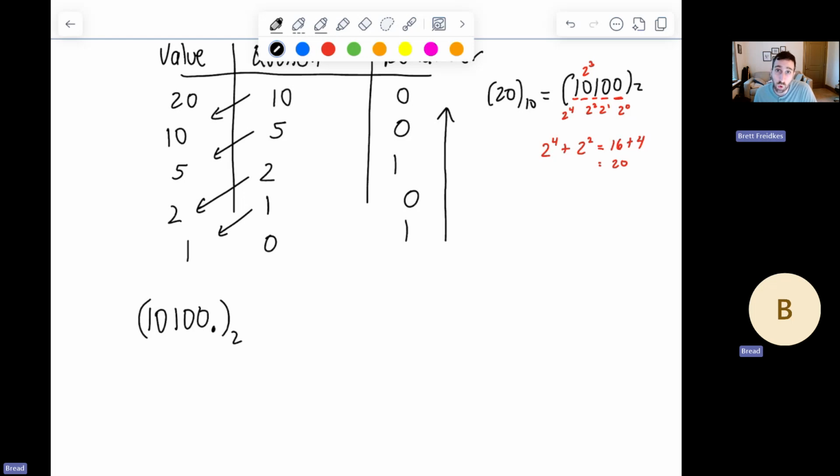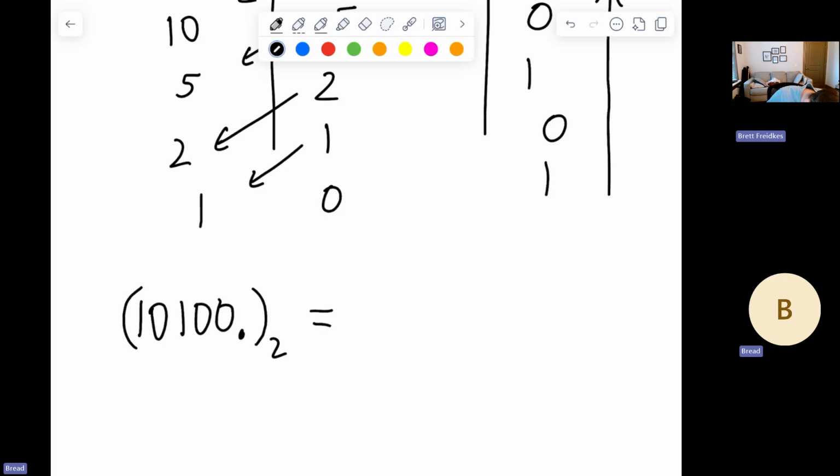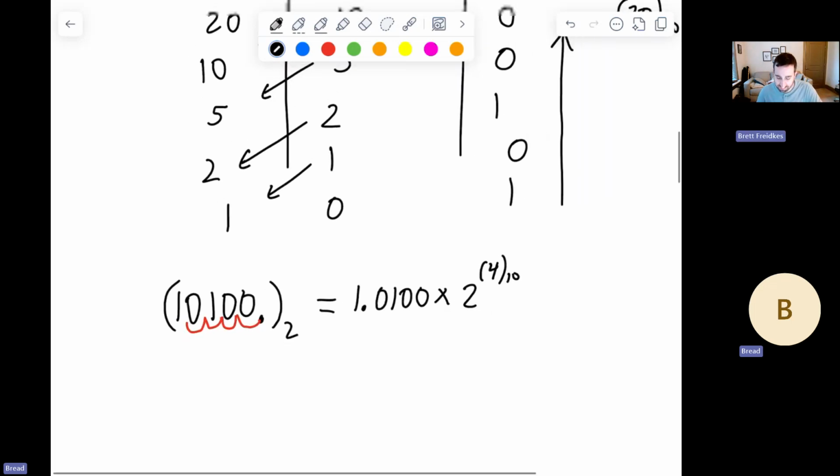We want to convert this to a floating point representation, which is essentially scientific notation. So I'm going to move the decimal or the radix point over how many spots? Well, I'm going to go 1, 2, 3, 4 spots. 1.0100 times, and instead of 10 raised to a power like we do in base 10, in base 2 it's 2 raised to a power. And we have that because we move the decimal 4 points over.